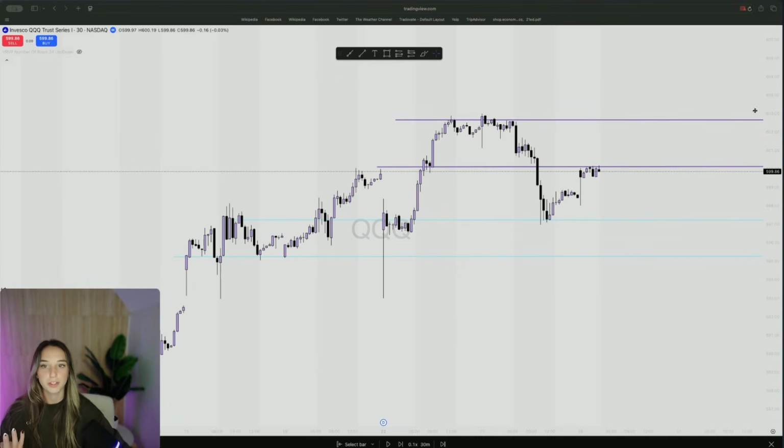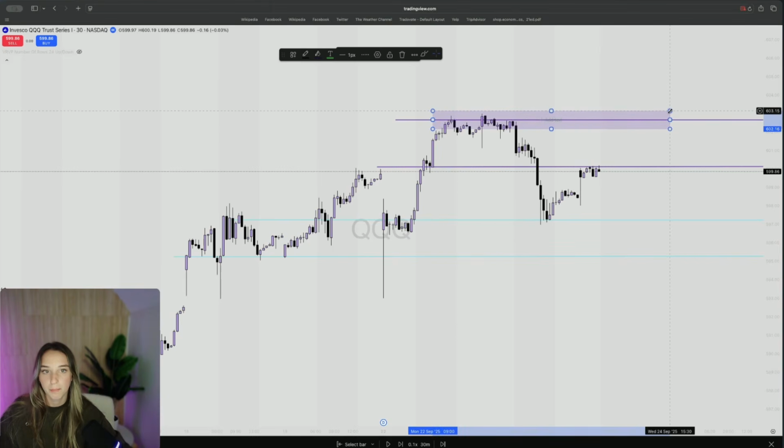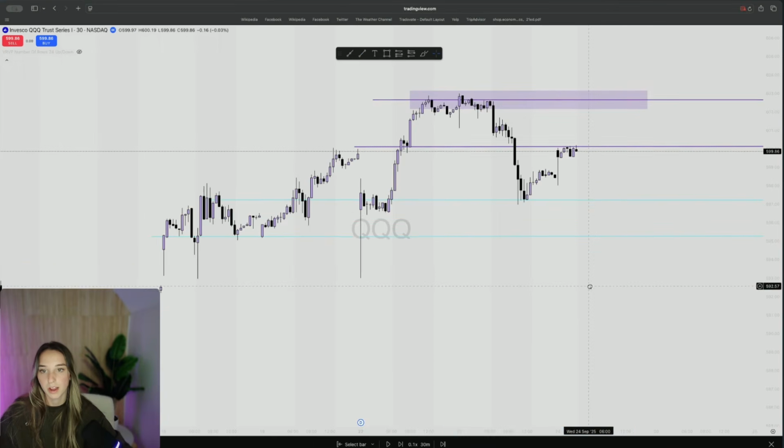Now, a supply zone is going to be near a resistance level. It's going to be that same level that price does not want to break above. For a demand zone, it's going to be near a support level, that zone that price does not want to break below. And these areas have been tested multiple times. So for our obvious supply zone, we have one right up here where price has not broken above, right from 602 to that 603 area.